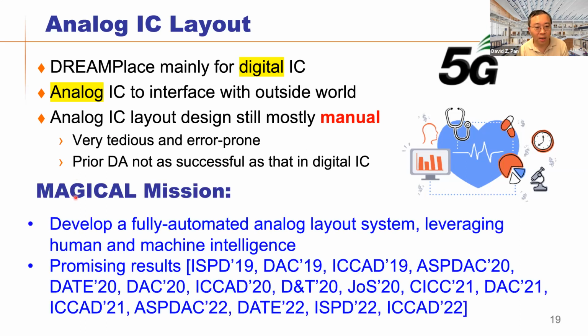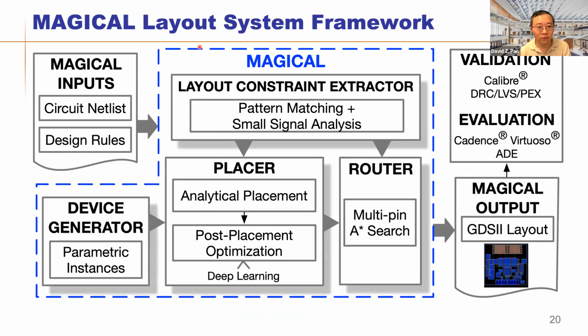So what we have done is leverage both human and machine intelligence. We developed a fully automated analog layout system, MAGICAL, and we have published many papers on this. The key framework of MAGICAL looks like this. Basically, you have a netlist input, with certain PDK design rules. MAGICAL will generate constraints, placement, routing, and also device generation, which serves as input to the placement engines. With all this, the output is a GDSII that is DRC and LVS clean.